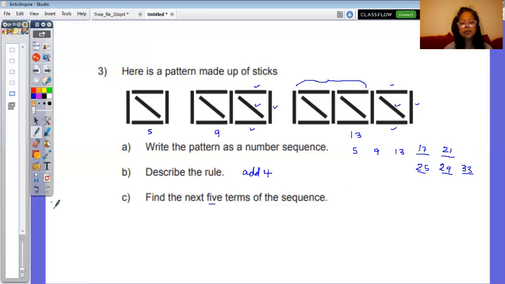Okay, so that's how you associate patterns using drawings and numbers. So the idea is to see how many are being added in this case.